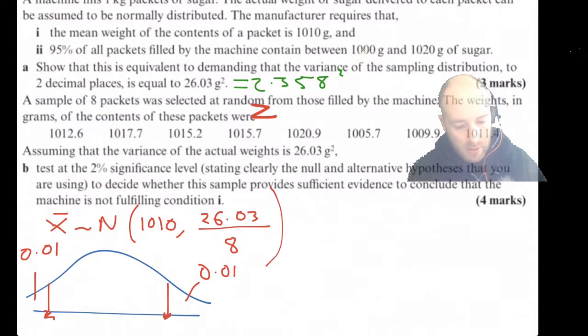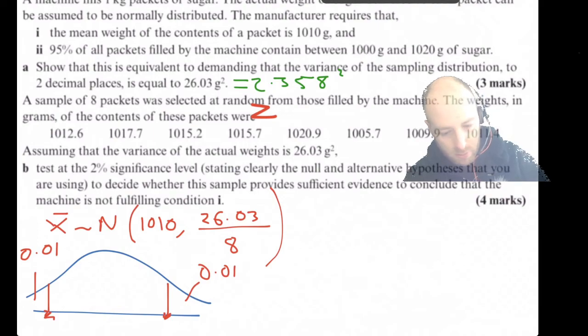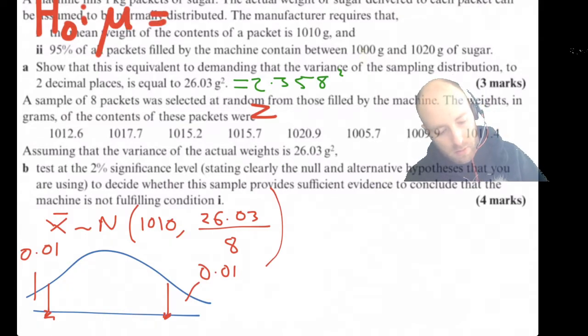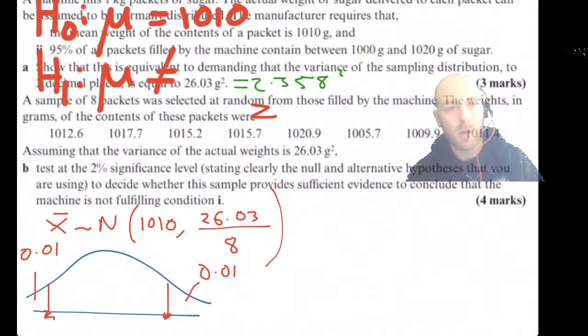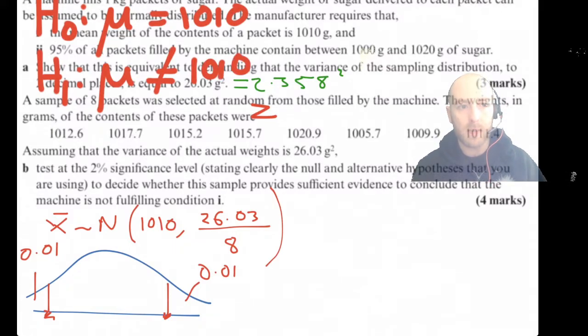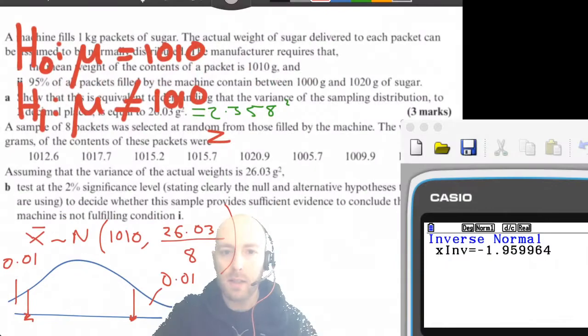Cool. So let's state our hypotheses. I'm just going to write over the top of the first question. So H0: mu equals 1010, and H1: mu does not equal 1010. So those are my hypotheses. We're going to do a sketch on the calculator, find the corresponding critical values, and then test whether our mean is inside the critical values. So let's go to the calculator.